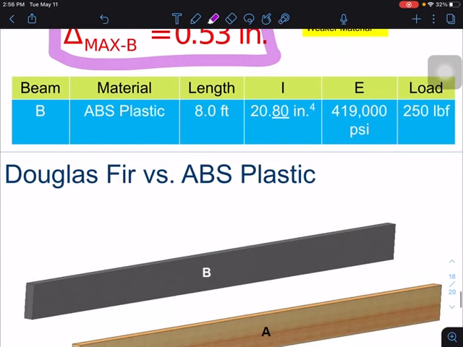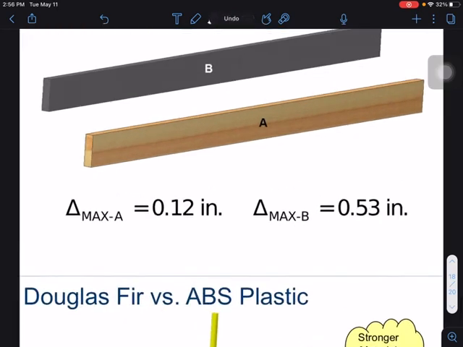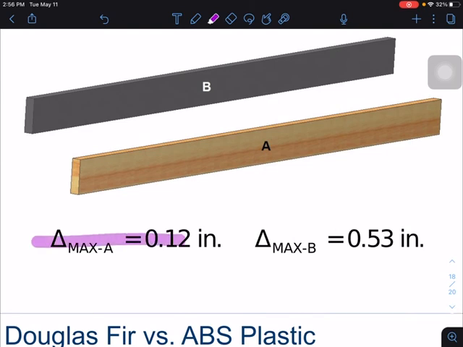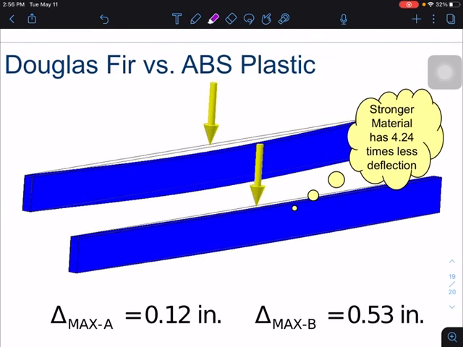When we compare these, the maximum deflection for the wood was 0.12 inches, a little less than 1/8 of an inch. For the plastic, the maximum deflection was 0.53, about 1/2 an inch. So the plastic will bend further than the wood. This would be the plastic. You can see it's bending further than the wood, which has just a little bit of a bend to it.